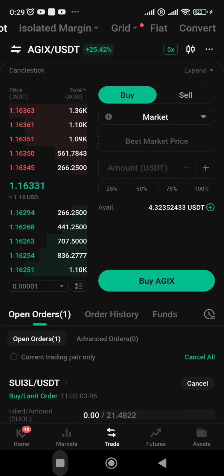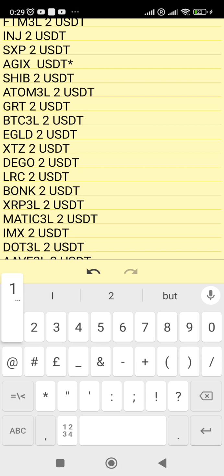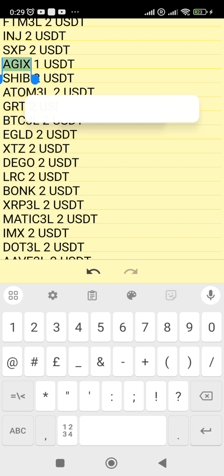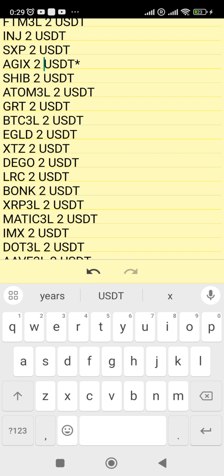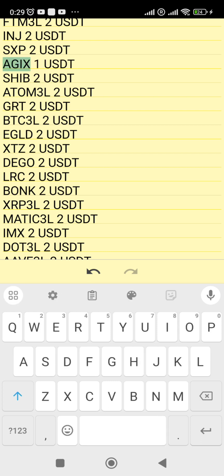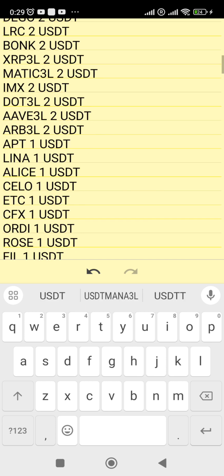So now that I've sold AJIX, I will go here and change AJIX to 1. I put that star initially because I noticed that it crossed 2, but it hadn't reached 10%. That's why I put that star that you saw the other time, just to take note of which coins have risen but have not yet hit my target. So you can do that too. But anyway, I've sold it now, so I change it to 1 USDT, cut and paste. Then I move on to the next one.